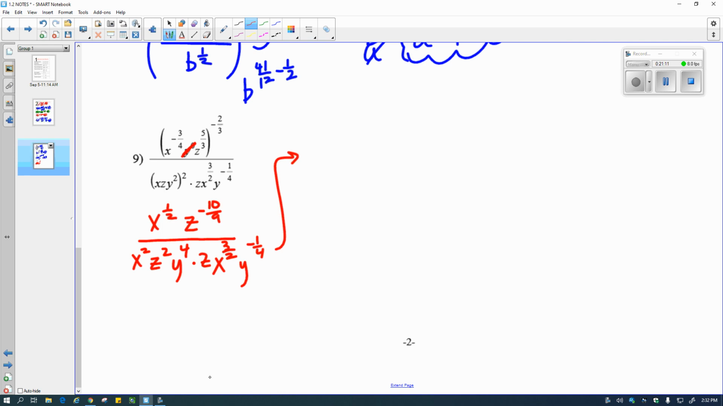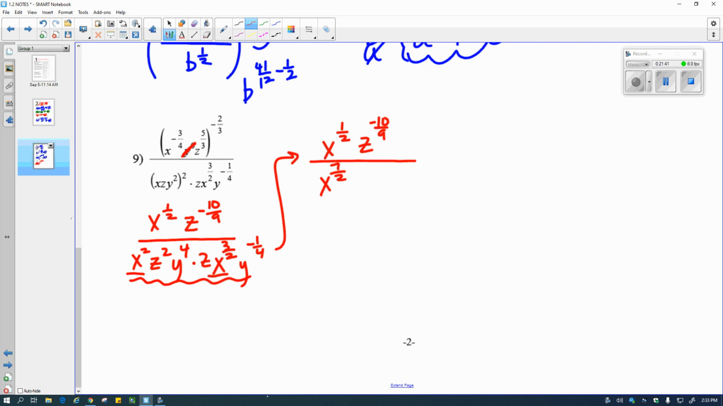Now I'm going to try and combine what I can. I'm going to work on the bottom here. This bottom is pretty icky to me right now, so I'm going to leave the top alone for now: x to the 1/2, z to the negative 10/9. We'll revisit that in a little bit. But on the bottom, I can combine the x's. So x squared and x to the 3/2: that would be x to the 4/2 plus x to the 3/2 is x to the 7/2. Just found a common denominator.